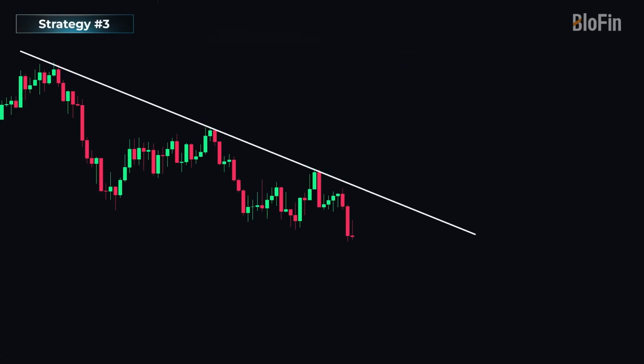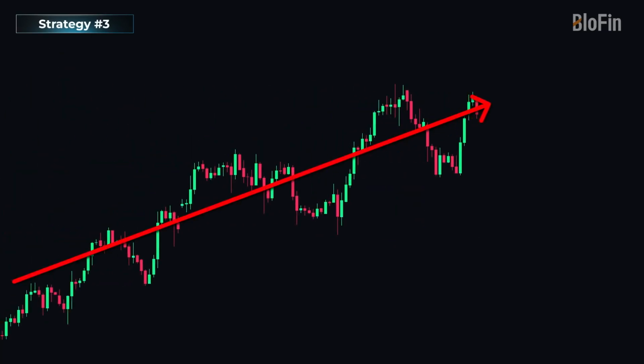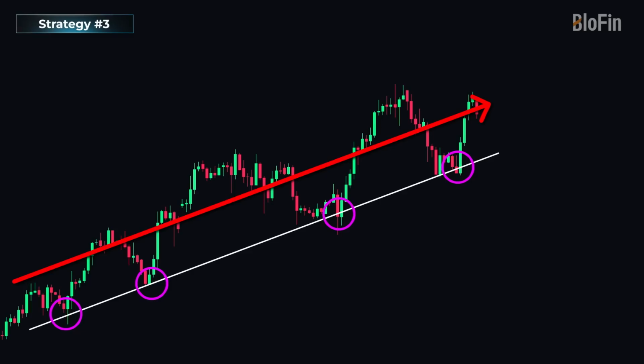Now here's something important. Before drawing a trend line, make sure you also check the direction of the trend. If the market is trending down, you draw the trend line connecting the swing high points. If the market is trending up, you draw the trend line connecting the swing low points.